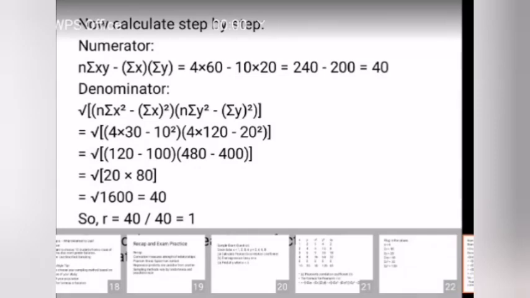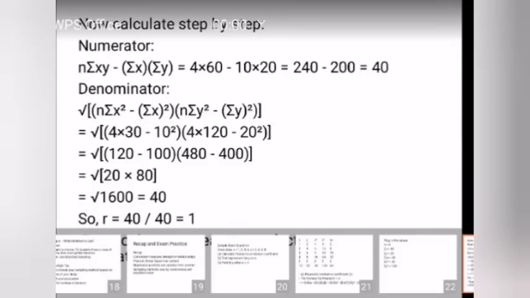So you first of all do the numerator. So n times sigma xy. We found that our sigma xy is 60, and our number of pairs is 4. So 4 times 60 minus sigma x, which is 10, times sigma y, which is 20. Sigma x is adding all the values of x. Sigma y is adding all the values of y. So we'll solve them individually: 4 times 60 is 240, 10 times 20 is 200. When you minus out, we have 40 for the numerator.